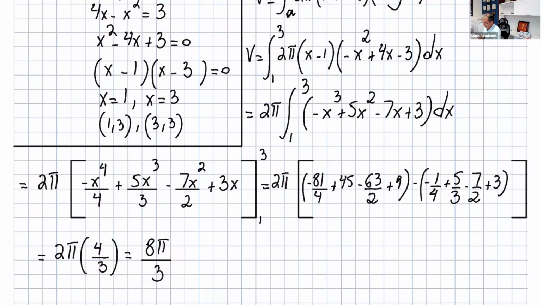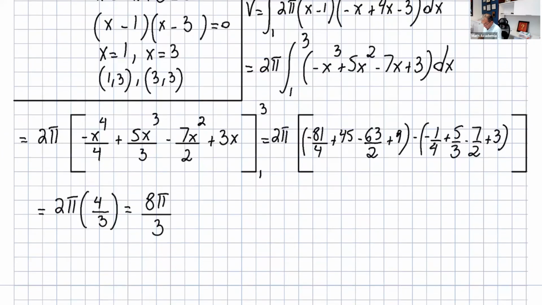The rest is just factoring, taking 2 pi out, and you get that easy function to integrate. You take the integral of each term and you substitute the limits. And if you do that, you get 8 pi over 3. I think that's good enough for this lecture.